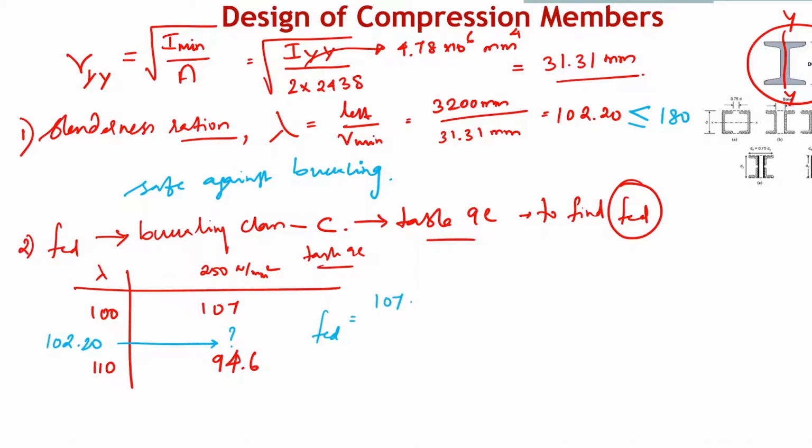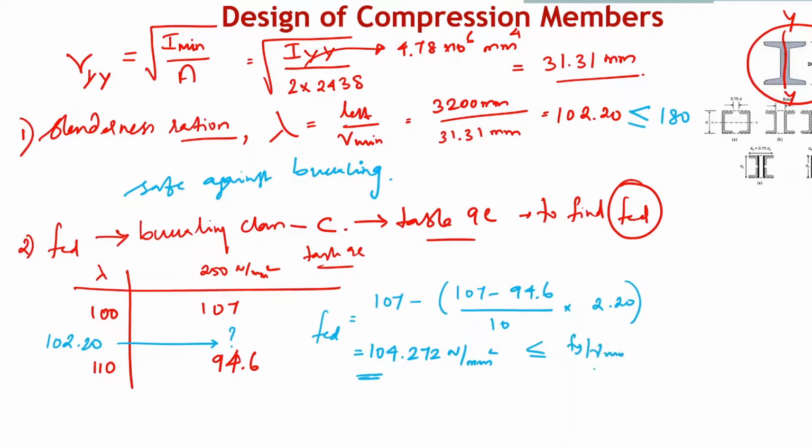107 minus (107 minus 94.6) upon 10 multiplied by 2.20, which is equal to 104.272 Newton per mm square. The design compressive stress has to be less than or equal to fy by gamma m0, which is 227.27 Newton per mm square. So it is less than 227.27, and this is our design compressive stress.